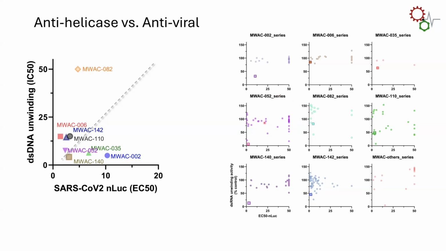But what I'm saying is that, for example, in the 52 series, many of the compounds show really good viral activity in this case, but they do not show much anti-enzyme activity. So this is still really puzzling. I have some speculation on why this happens.